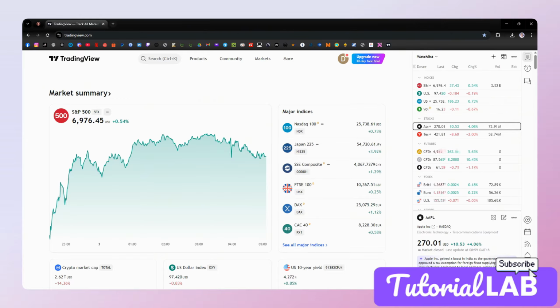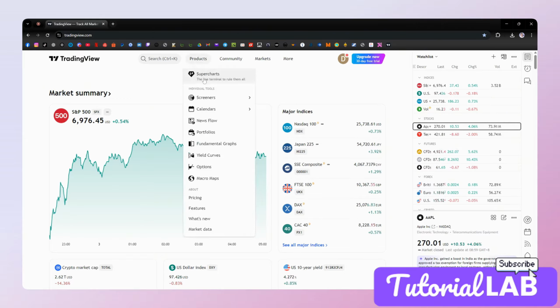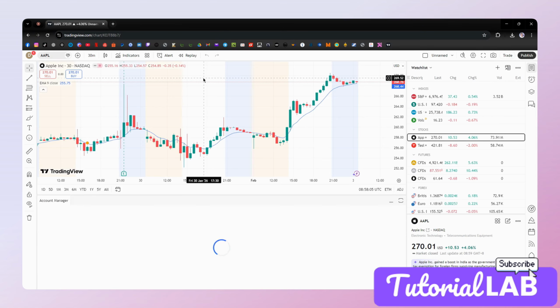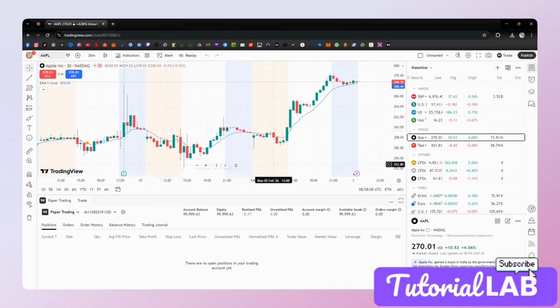To view charts, go to the upper part of the page. You will see products and super charts. This is where market activity happens. We can see profits, losses, values, and listed stocks. We can set up everything here. At the top, you will find the indicators, alerts, and tools you need. Take some time to explore and get comfortable with all the features.